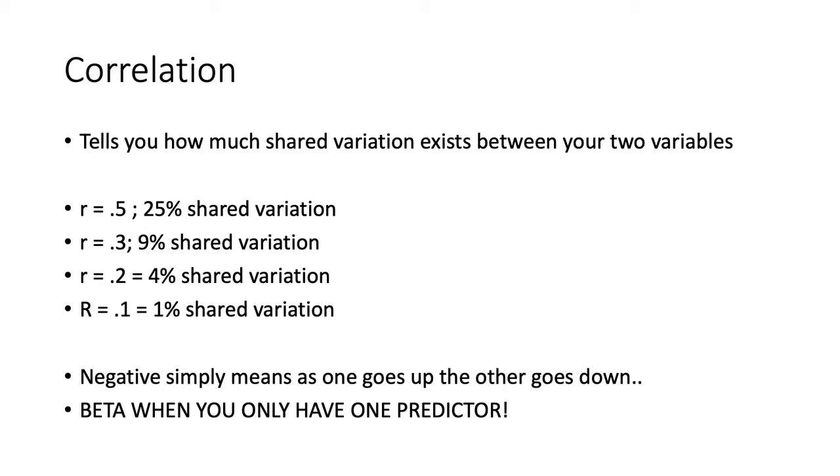So correlation coefficients, we didn't talk about in class, but I want to tell you right now, when you have only one predictor in a regression, you only have one independent variable and one dependent variable, the beta, the predicted line of best fit, is your correlation coefficient, okay? So when you only have one predictor, that beta in your regression is your correlation coefficient. That line of best fit is your correlation coefficient, okay?